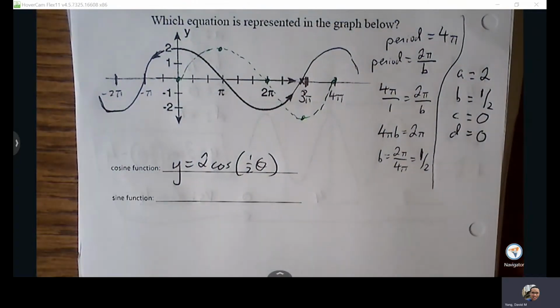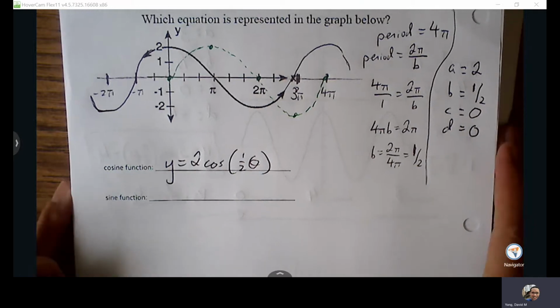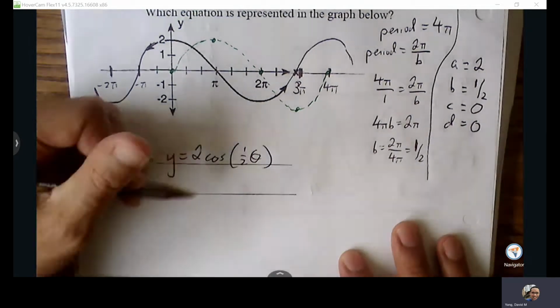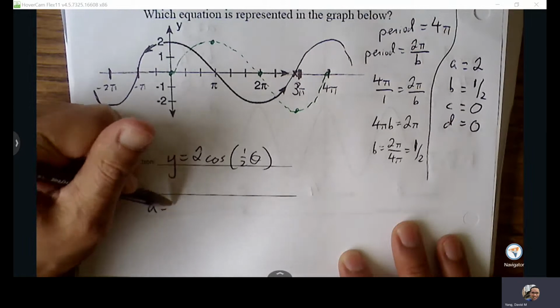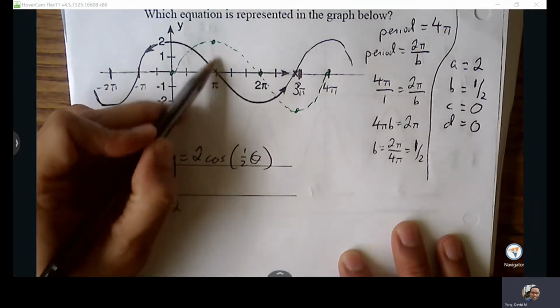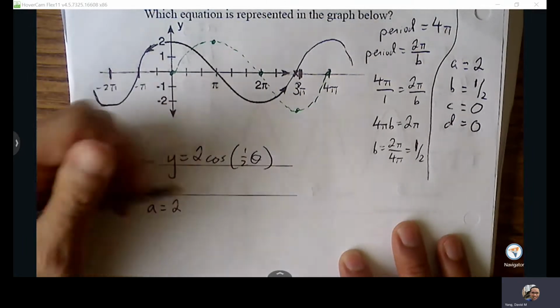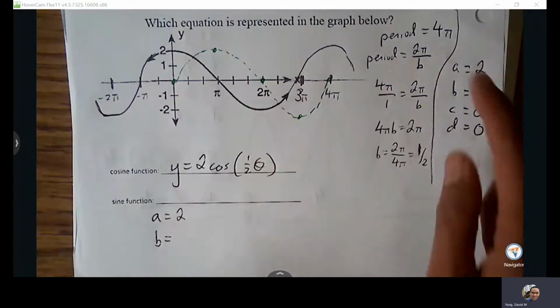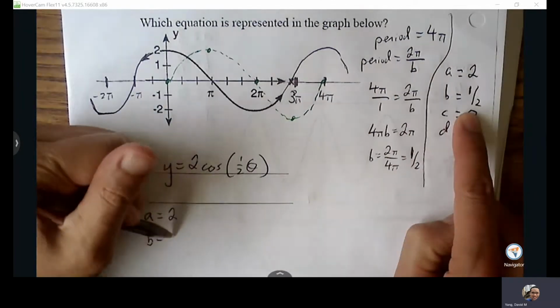Okay, so I'm just going to focus on that sine graph that I drew. I made it the same period as the cosine. I made it the same amplitude. So let's create that equation here, or gather information. We know the sine function is a value of 2. Right, this sine is a value of 2. Period is still 4 pi. So our b value is the same. B is still 1/2.